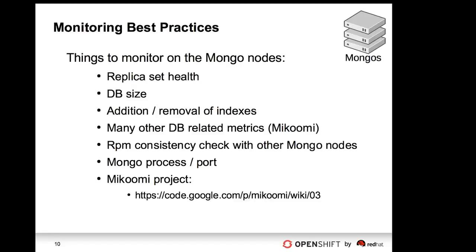And then there's a whole list of other database-related metrics. There's an open source project out there called Mikumi, and what it does is it gives you a Zabbix template and items and triggers and all the different things that you would need to monitor Mongo, and it also gives you scripts that will fill in those values from Mongo. And so we actually use Mikumi to monitor our Mongo nodes, and we really like it quite a bit. So again, we do the RPM consistency check with other Mongo nodes to make sure that they're in line.